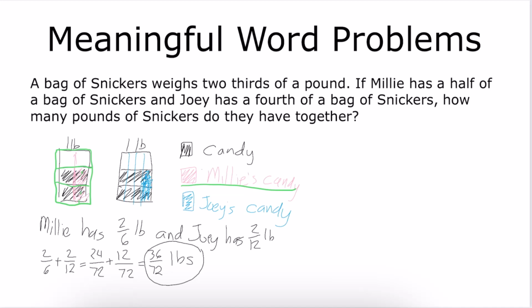And then it looks like they used that information to find out that Millie has 2/6 of a pound. And then they did something similar with Joey's. So they took Joey's pound, and they split it up into thirds to say that that's a bag of Snickers.